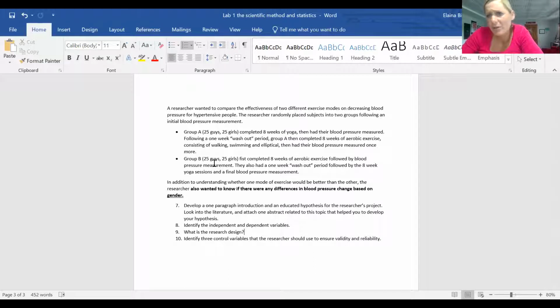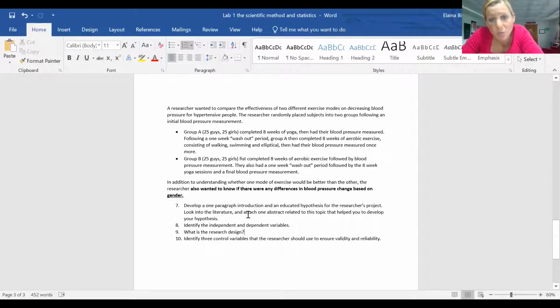So again, thinking about those types of things, I want you to really think about this when you develop your intro paragraph. Make sure you're using scholarly sources in order to back up what you say, and then create an educated hypothesis based on what you know to be true, or what you find to be true when you do your research, not just what's in your head, what you think might happen, as it relates to aerobic exercise, yoga, and then also gender and hypertension. Maybe there aren't any gender differences that you can find. If that's true, then list that in your assignment here, okay?